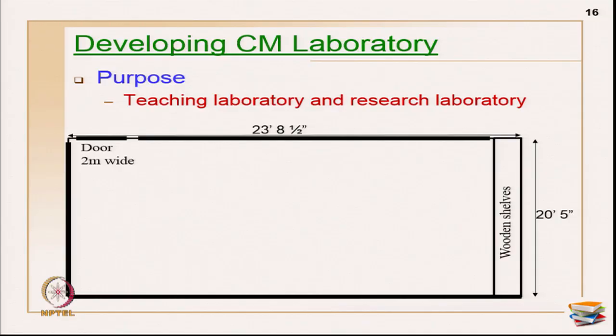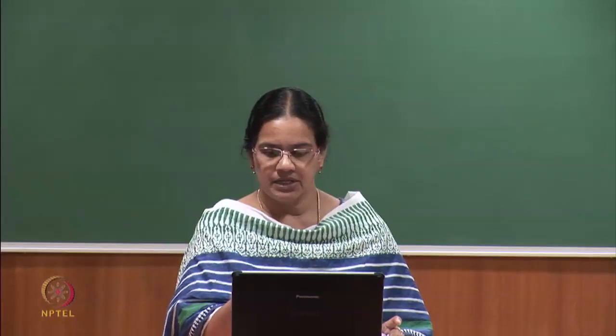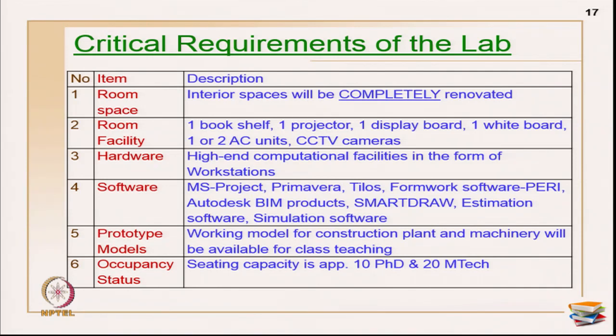Okay, and the dimensions of the project are given. So, there is a door that cannot be replaced or shifted, the door's place is fixed, and the dimensions of the room are given. So, with this the project started. Now what happened? The critical requirements of the lab now started shaping up.